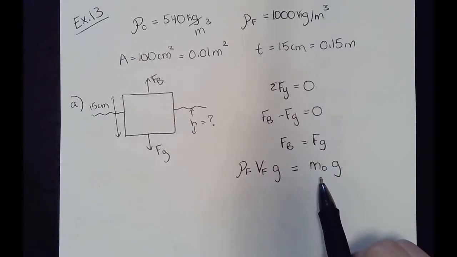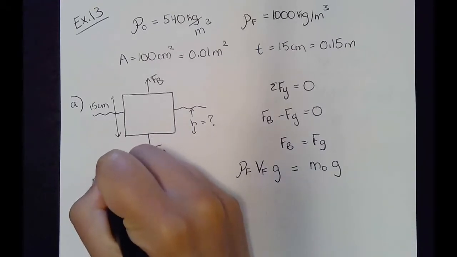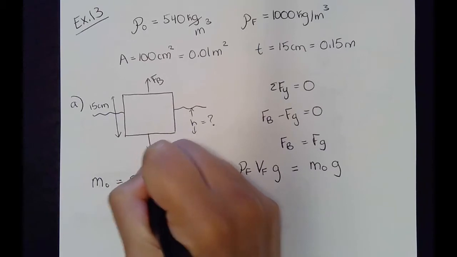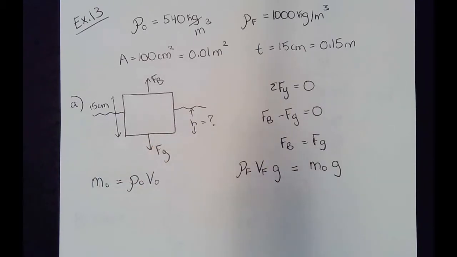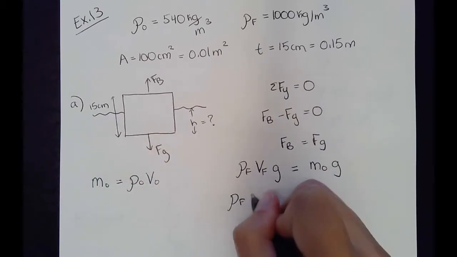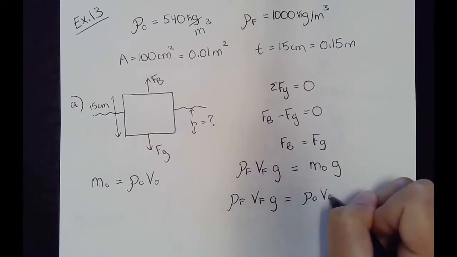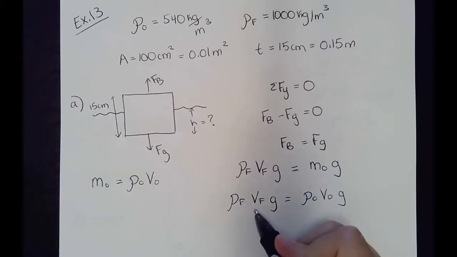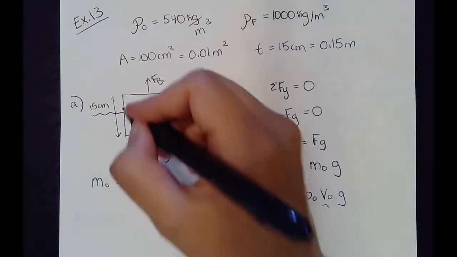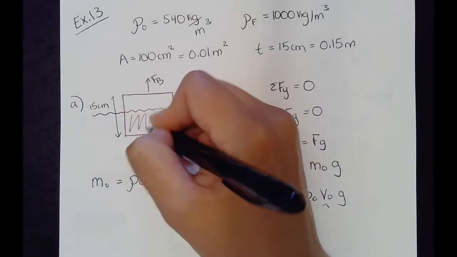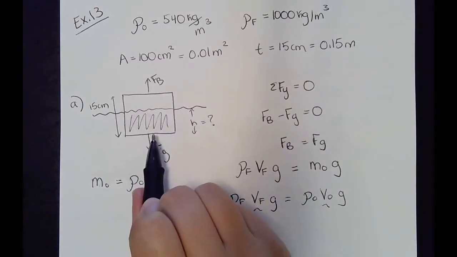Now we can plug in for the mass of the object, because we don't have the mass, but we do have its density and its dimensions. So we'll use mass of the object equals the density of the object times its volume. So we have rho F V_F G equals rho O V_O G. These volumes are not equal this time because the object isn't fully submerged. So the volume of the fluid displaced is equal to the volume submerged, which is just this portion of the object.